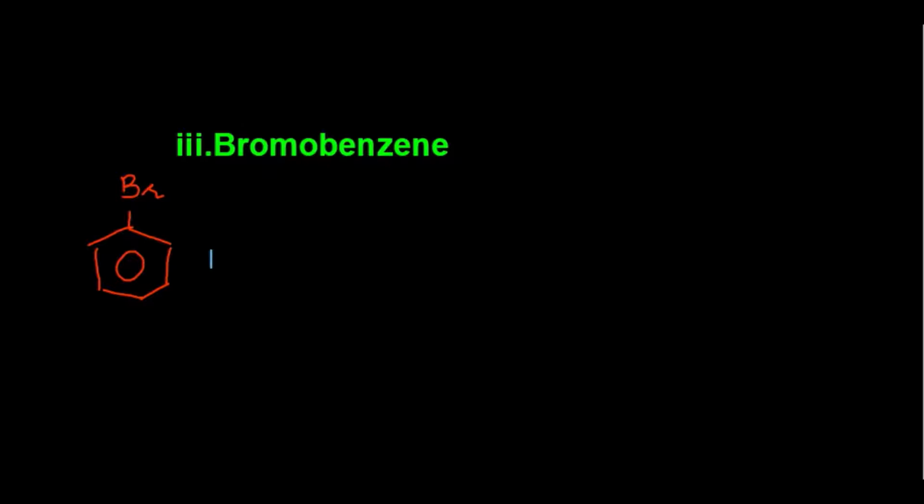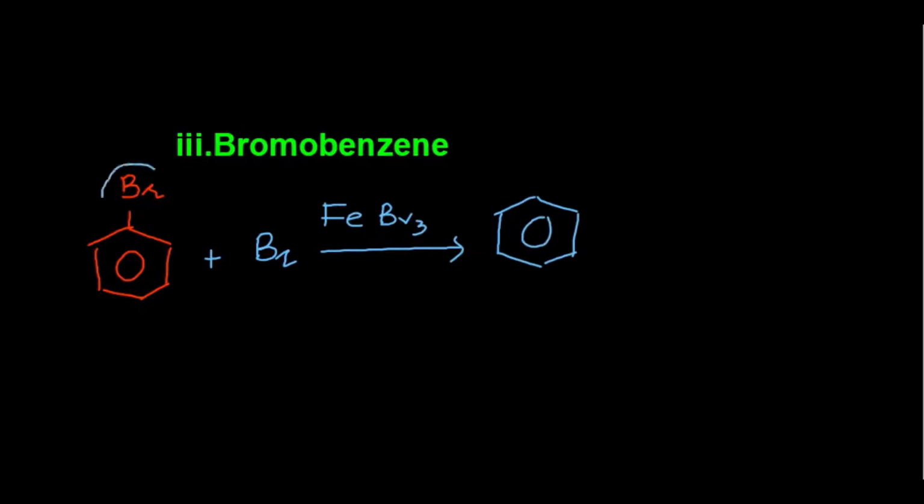So conditions for bromination: we require bromine in the presence of a Lewis acid catalyst. We can use ferric bromide. Ferric bromide will be used as the Lewis acid catalyst, right? Now, we know bromine is an ortho para directing group. Since the bromine atom is attached to the benzene ring, and we know very well this bromine atom is an ortho para directing group, right? So as a result, the next bromine atom would come at the ortho as well as the para position in the benzene ring.